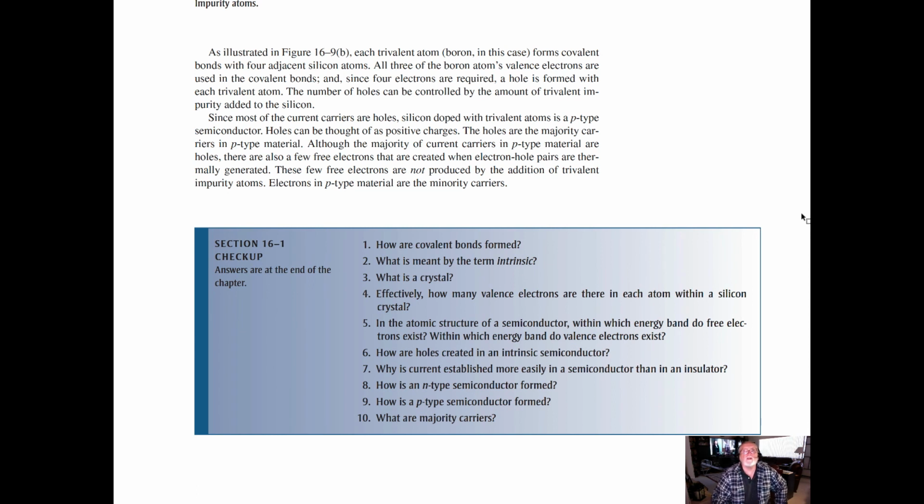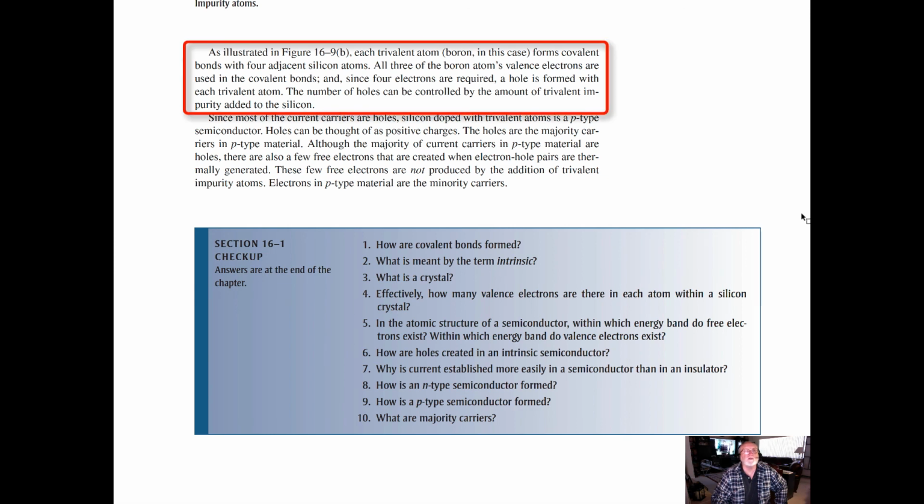All 3 of the boron atom's valence electrons are used in the covalent bonds, and since 4 electrons are required, a hole is formed for each trivalent atom. The number of holes can be controlled by the amount of trivalent impurity added.